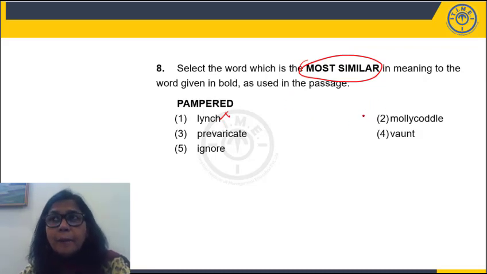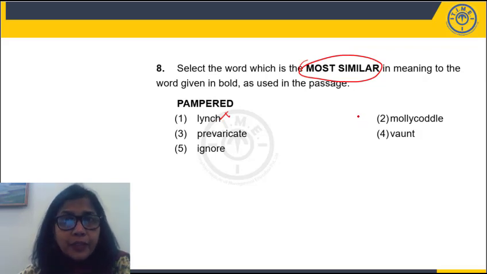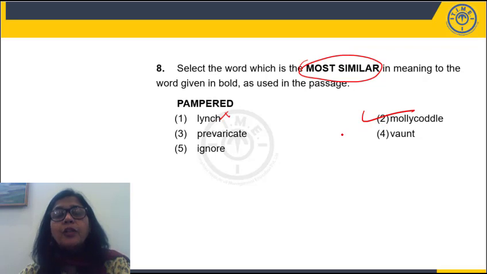Mollycoddle, yes, because mollycoddle is like when you protect the person, you don't allow any harm to happen to that person. Not only to happen, you don't allow any harm to come near that person. Right? You cater to the person's all whims and fancies. So yes, definitely mollycoddle is your answer. Most similar to pampered. Now, prevaricate, what does this mean? There's another word, procrastinate, which is very often confused with prevaricate.